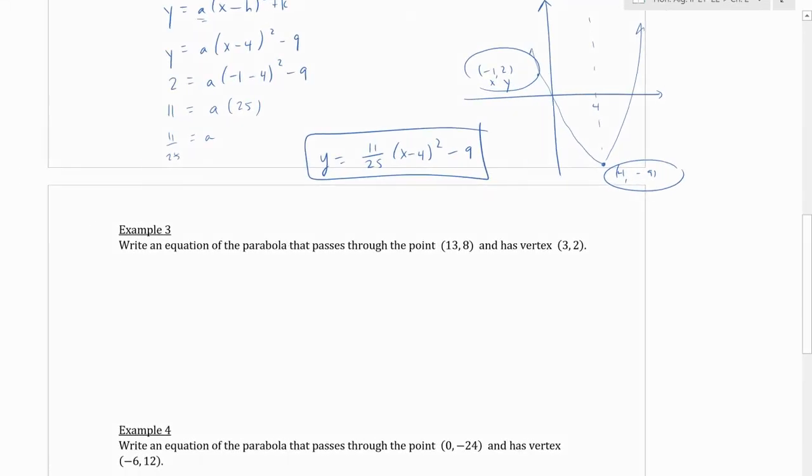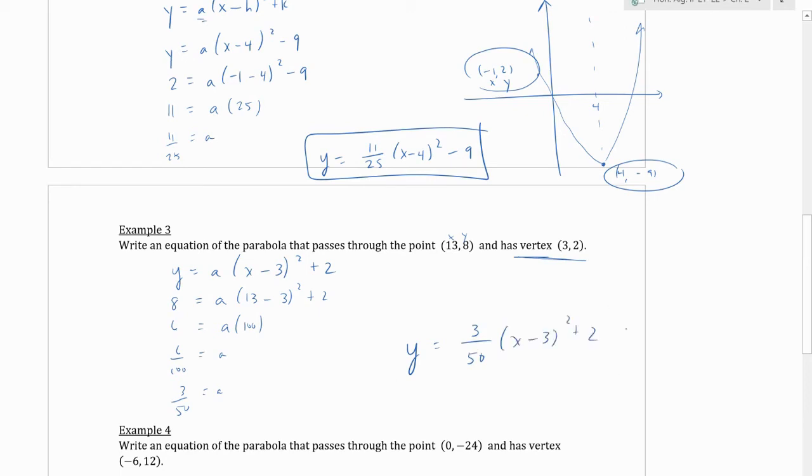Okay. Let's see. Vertex at (3, 2). So I'm going to move it 3 to the right and up 2. I know y is 8 when x is 13. So if I subtract 2, there's 6. 13 minus 3 is 10. Squared, that's 100. 6/100ths, that's what, 3/50ths? Got it. Not much to this.